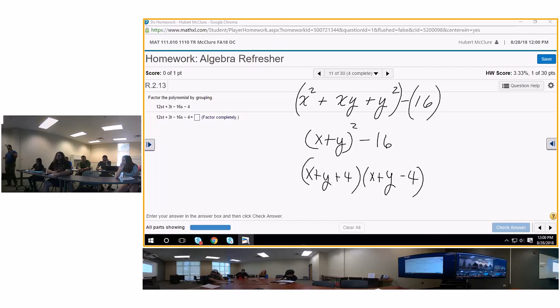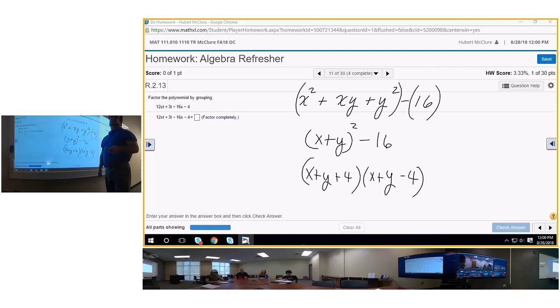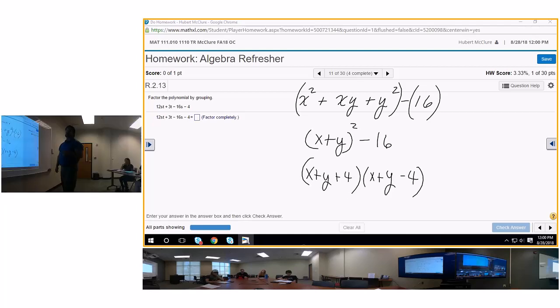People that fail calculus, do you know why they fail calculus? Not because of calculus, because 20% of the problems in calculus are calculus. Any problem you do in calculus, 20% of it is calculus. What's 80% of it? Algebra. No, not trig, it's algebra. 80% of everything you do in Calc 1 is algebra. So if you suck at algebra, you're going to suck at calculus.